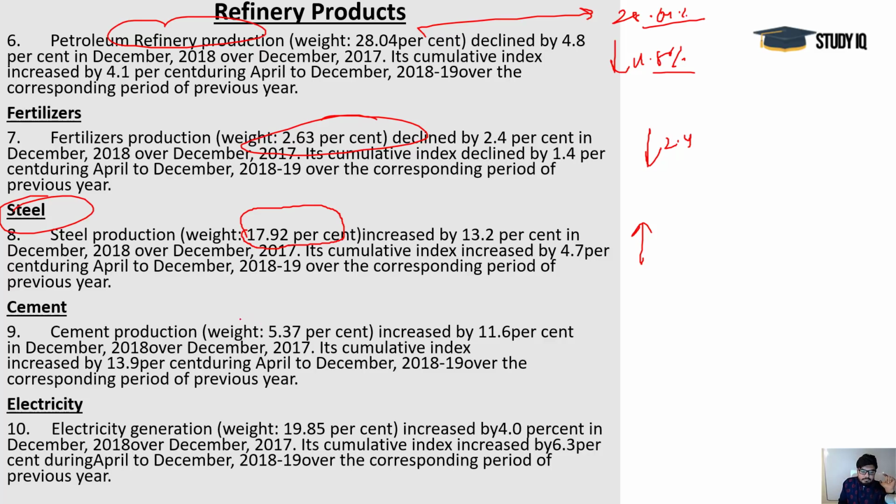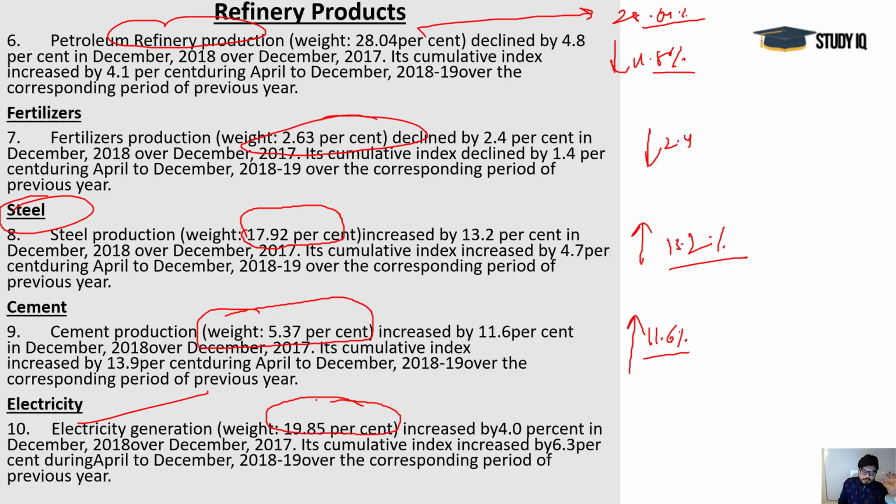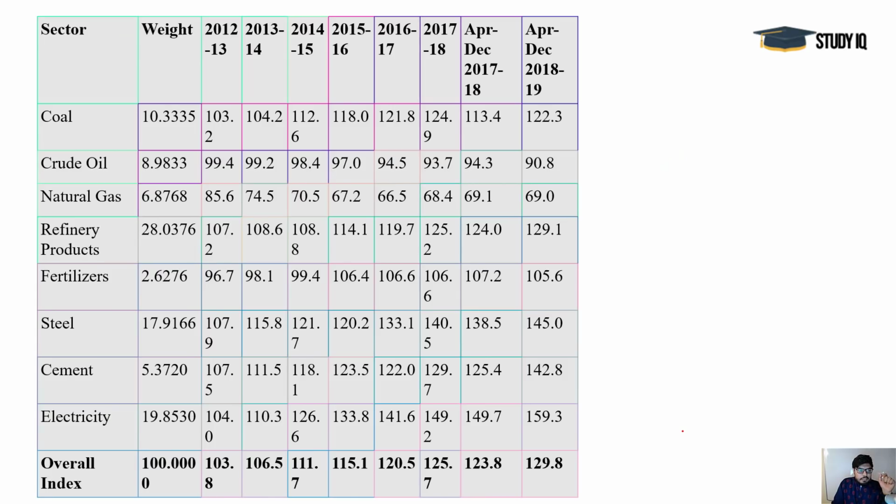Next, cement, with the weightage of 5.3% among these 8 core industries, increased by 11.6%. So that's a nice improvement. It increased by 13.2%. Okay. Next, electricity, which is also a high weightage industry, 19.85% among the 8 core industries, increased by 4%. So it was an increase here again, but only 4% over the data of December 17.